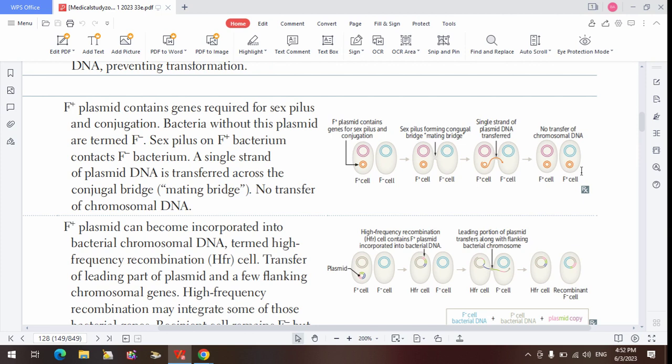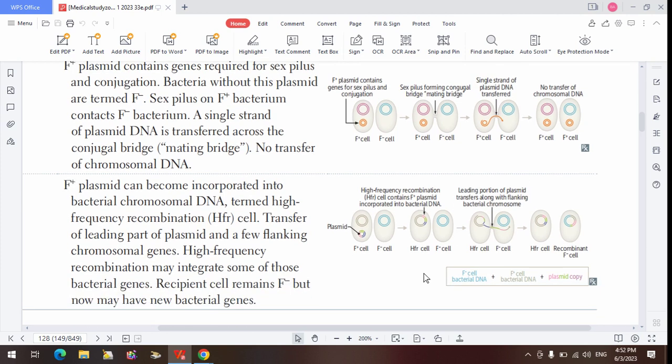If it becomes recombinant, it can transmit its own chromosome. If it doesn't want to become recombinant, it can transmit the plasmid to another cell too. Do you guys get that? Very easy. It can incorporate its plasmid into the chromosome and become recombinant. Do you get that? It can incorporate the plasmid into the chromosome and become recombinant.